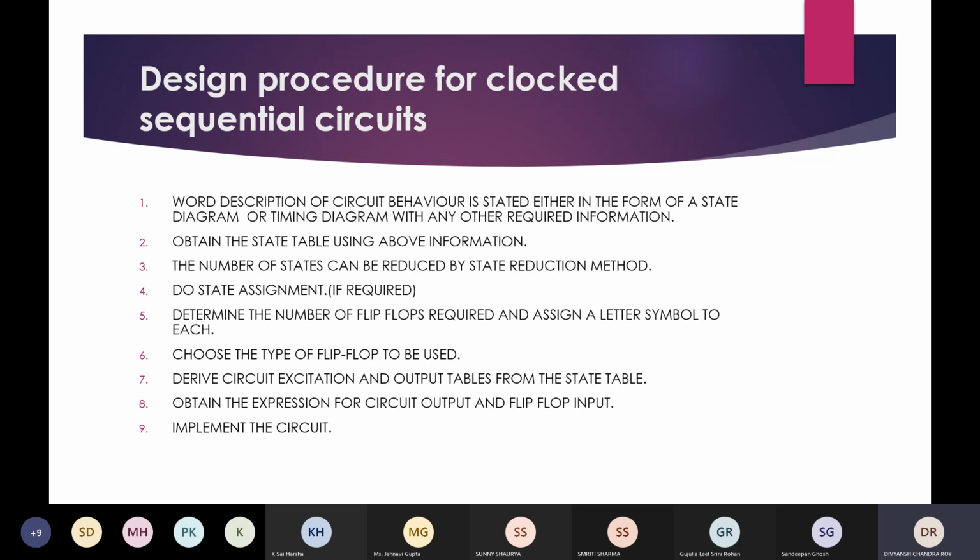Basically we can use any type of flip-flop, but generally we prefer to use D flip-flop because it is easier to implement. Then we derive the circuit excitation and output tables from the state table, and then we obtain the expressions for output and the flip-flop inputs. Then we finally implement the circuit.